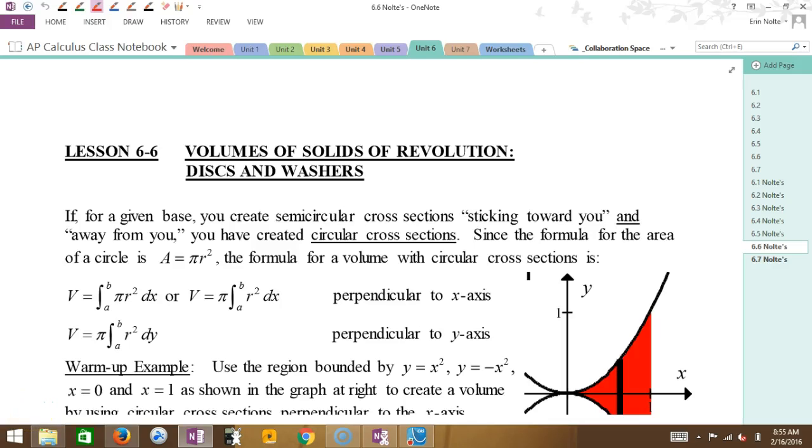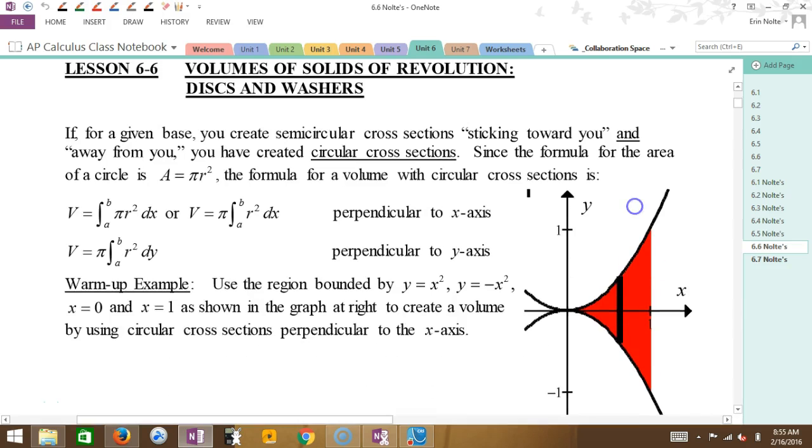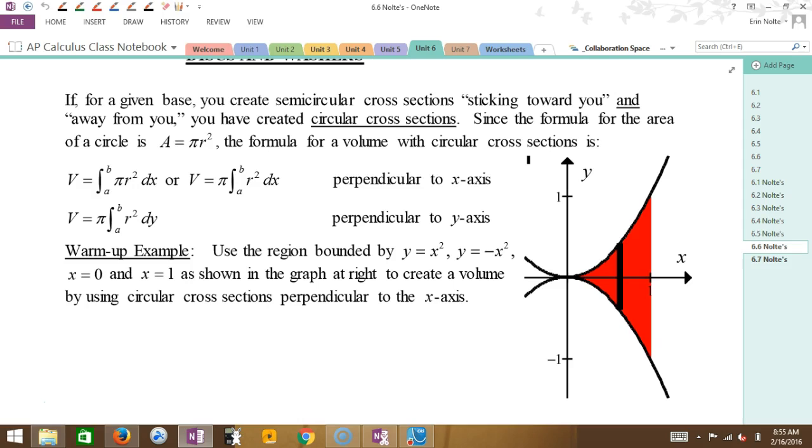All right, so 6.6 is very similar to the last section. The only difference is now we're going to take a function and basically rotate it around an axis. This first part is just an example of what we did in the last section with a cross section.